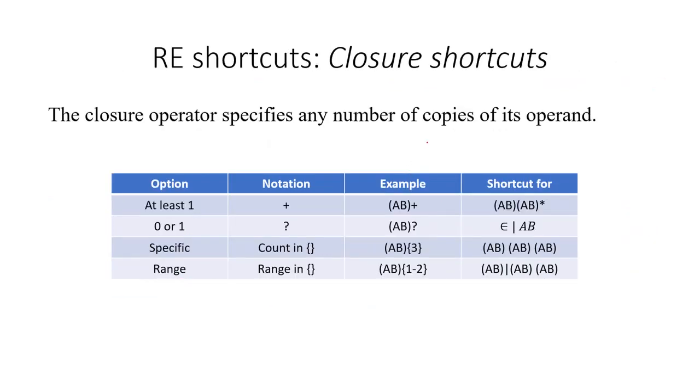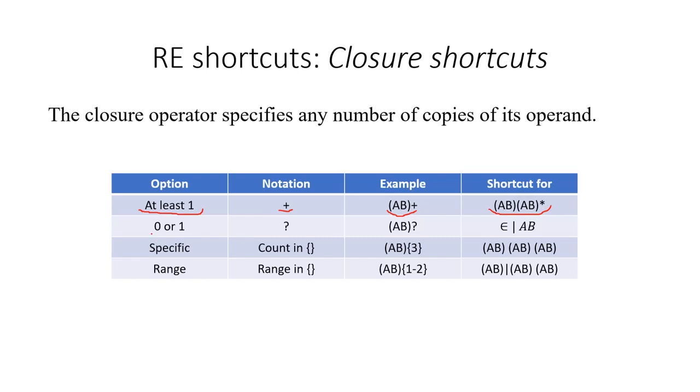Next one is closure shortcuts. Closure shortcuts make regular expressions very small. The first one is called at least. We use the plus sign. For example, here AB should repeat at least once. It means one or more. So if we wouldn't use shortcuts, the simple regular expression would look like AB, then AB would repeat 0 or more times.